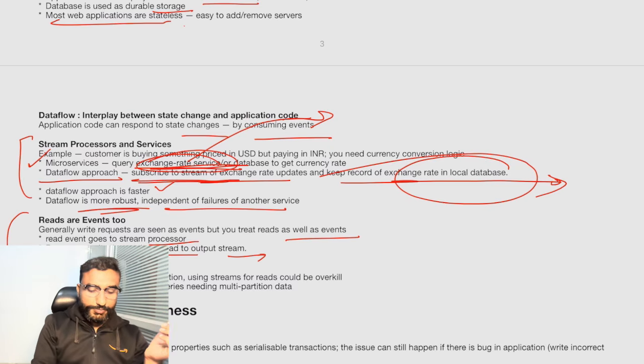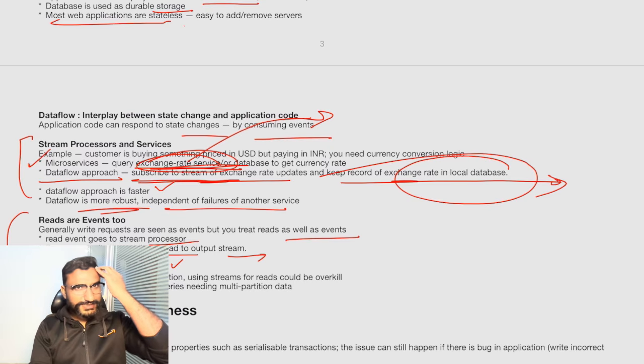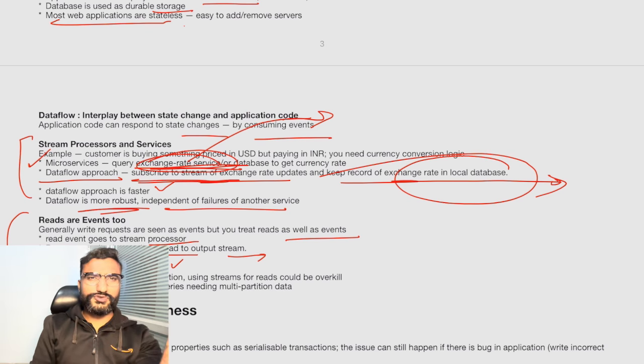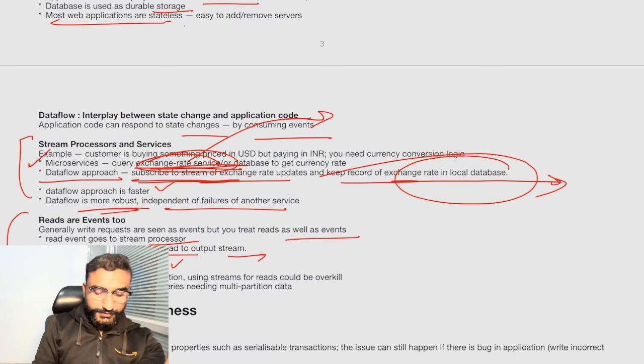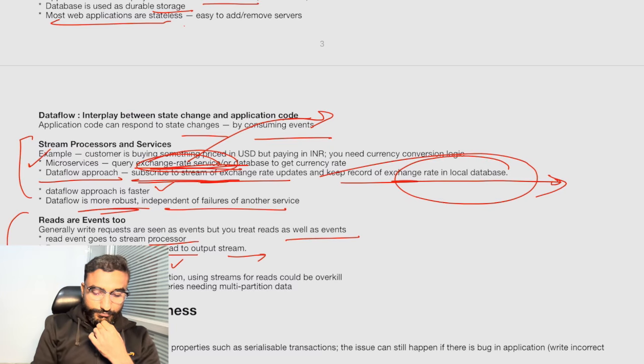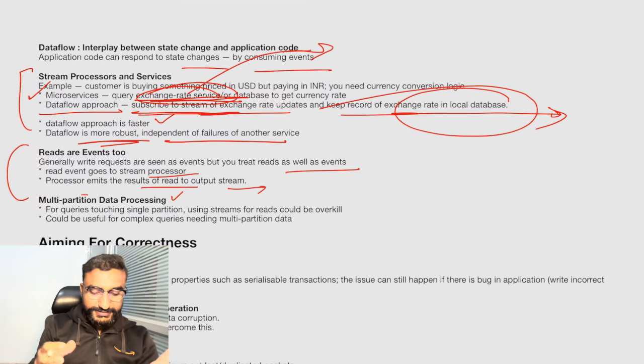Now, multi-partition data processing. If the queries are touching a single partition, then this approach could be overkill. But if my data is present in multiple partitions, then this approach could be really useful. So that's the idea of it.